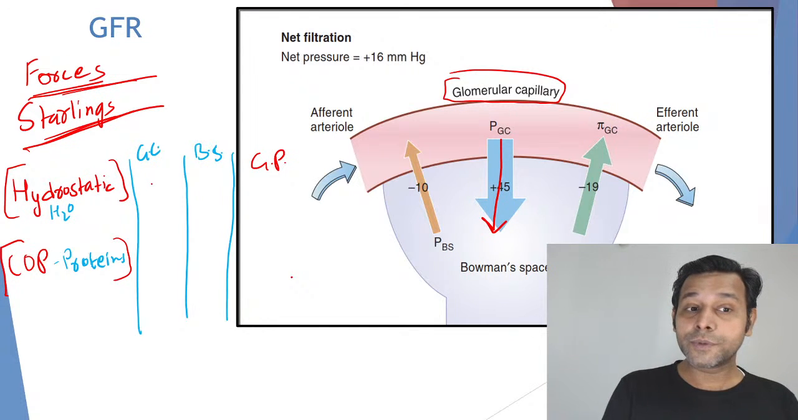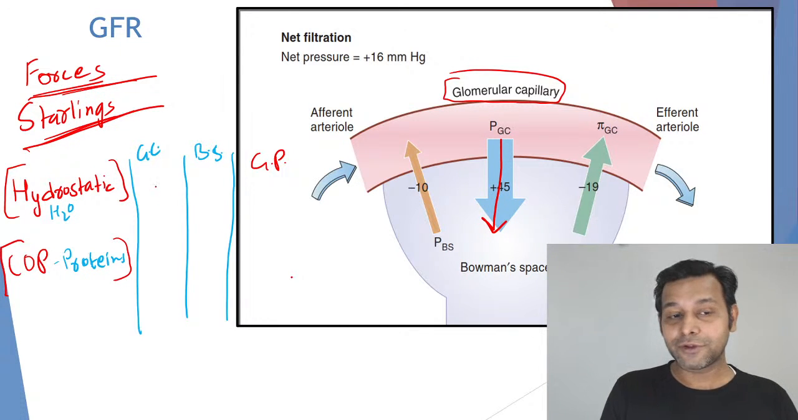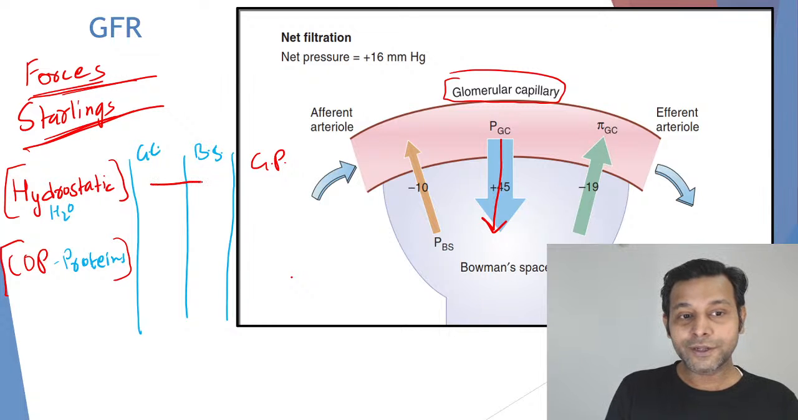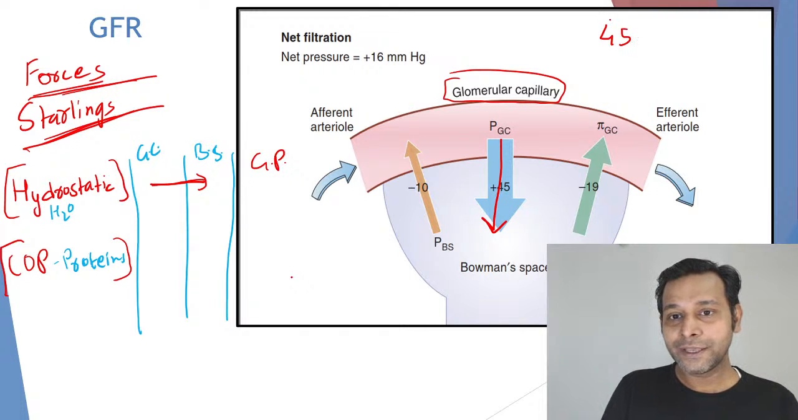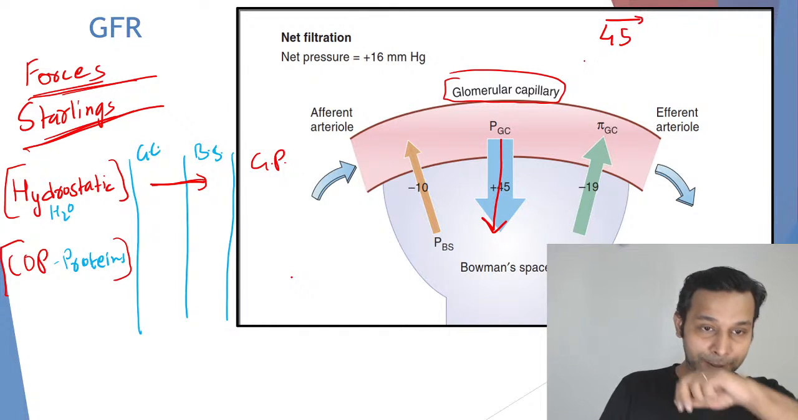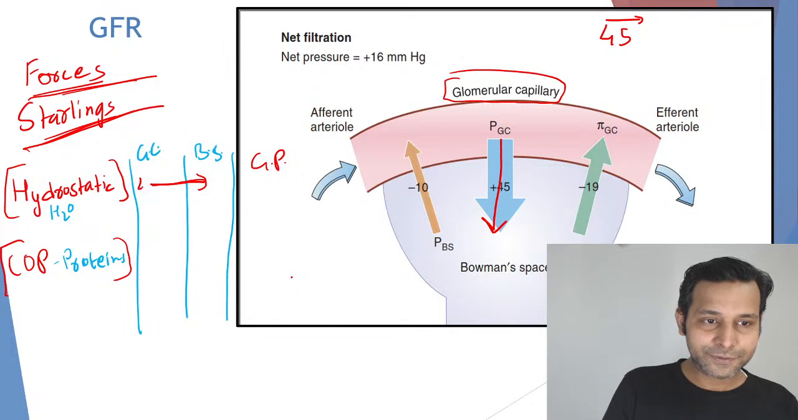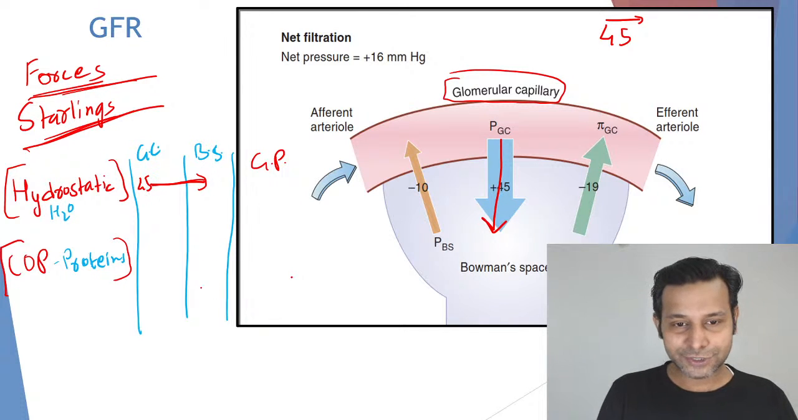So the glomerular capillary hydrostatic pressure will push the fluid or filtrate from the glomerulus to Bowman's capsule with a pressure of 45 mm of Hg. Here it is given as 45. So 45 is in this direction. Look at the direction, very important. 45 mm of Hg is in this direction.